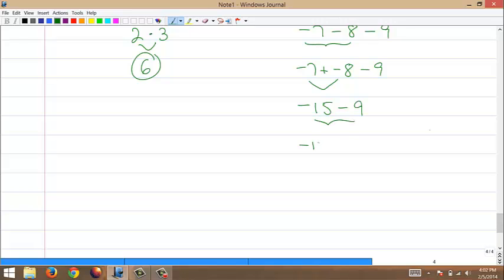So as an addition, this is going to be negative 15 plus negative 9. So again, we're adding 2 negative numbers, which is going to give us an even smaller negative number. So just add them like normal and attach the negative sign. So negative 15 plus negative 9 will give us a negative 24. And that's as far as we can go with that guy.